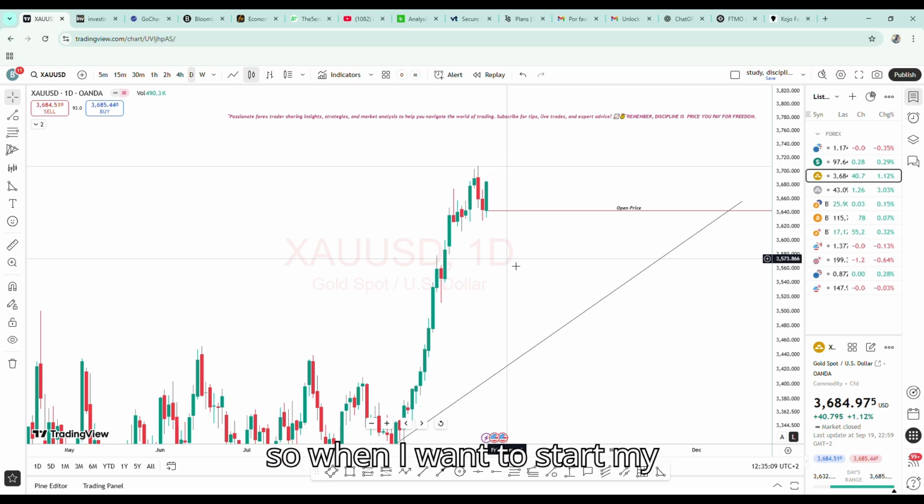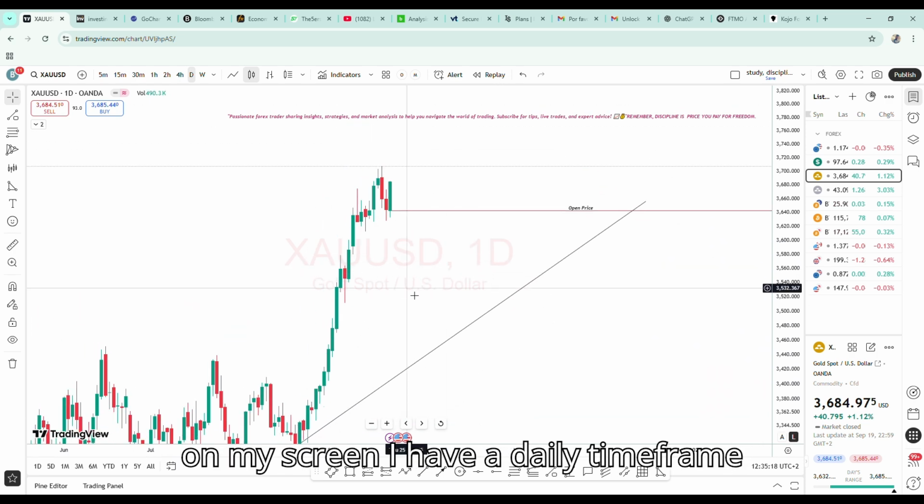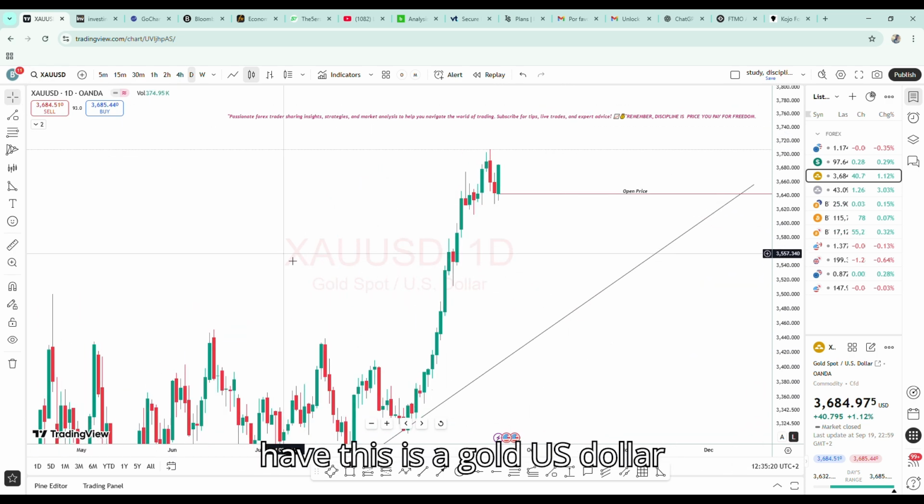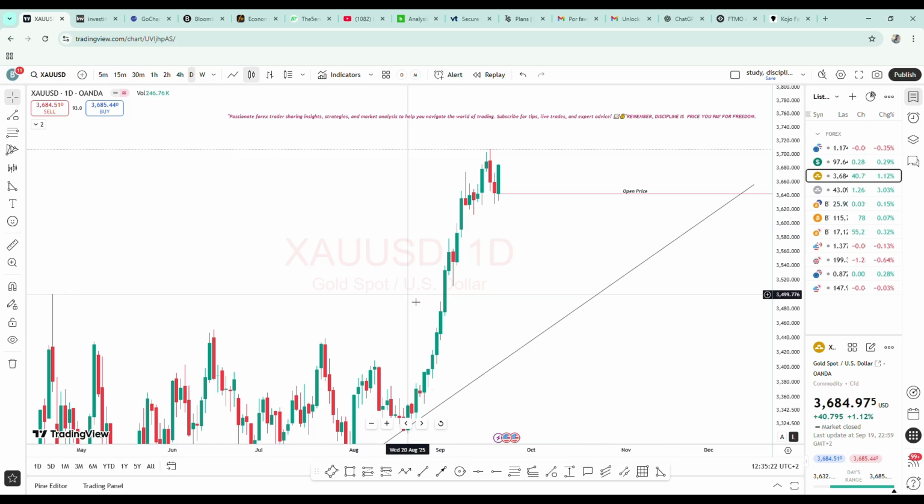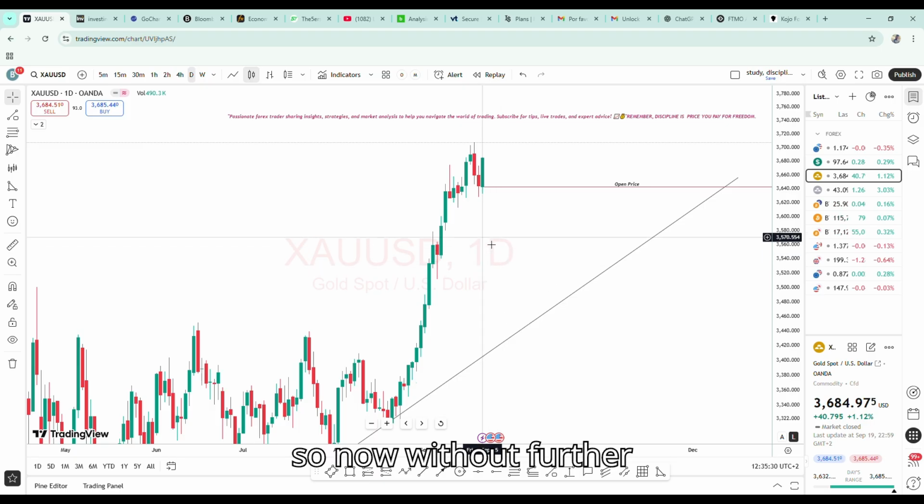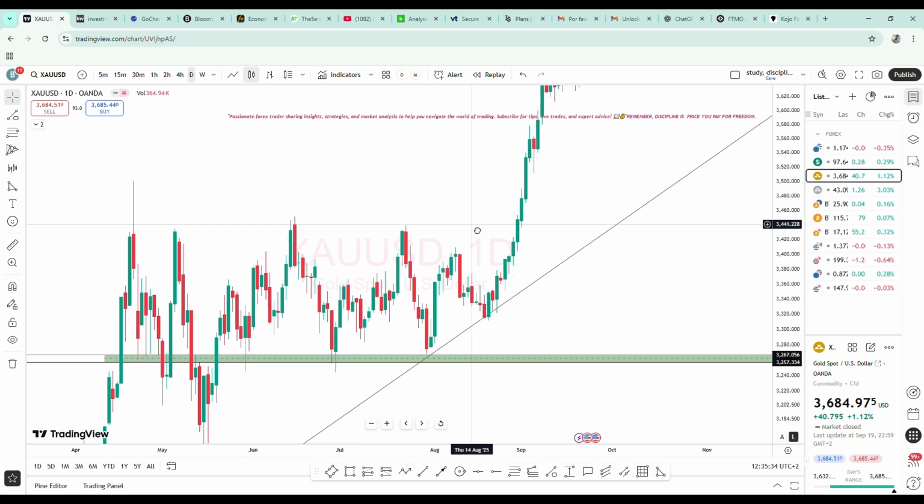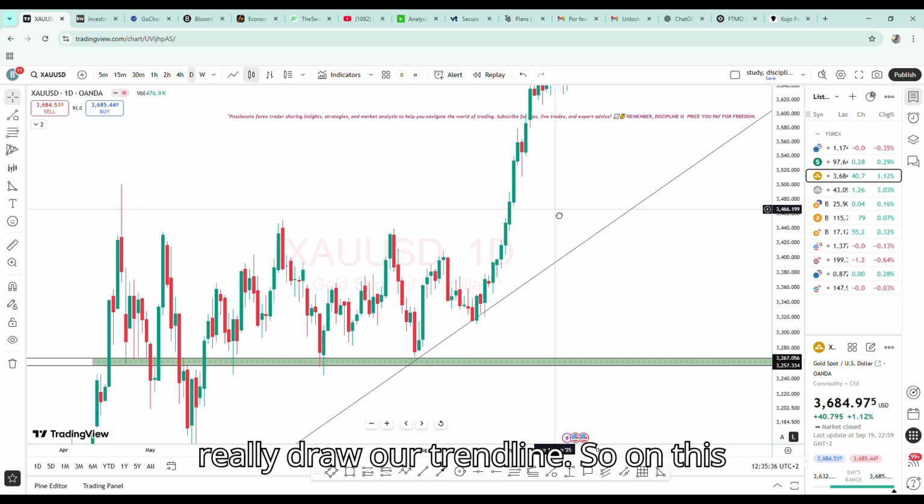So when I want to start my analysis, I start by going into the daily time frame. As you can see on my screen, I have a daily time frame here, and this is gold against the US dollar, XAUUSD. So now without further ado, let's dive into how to really draw your trend line.